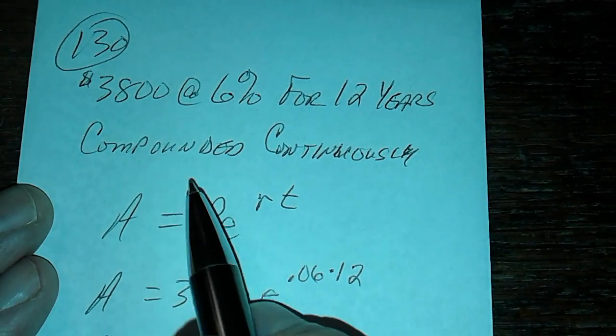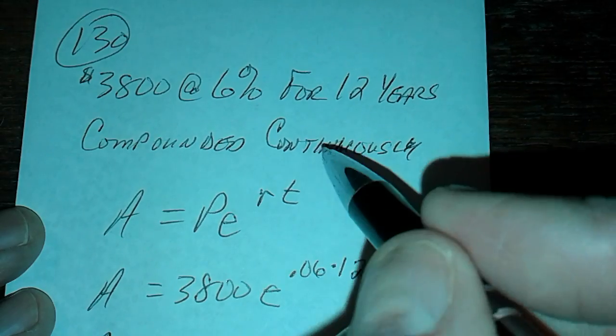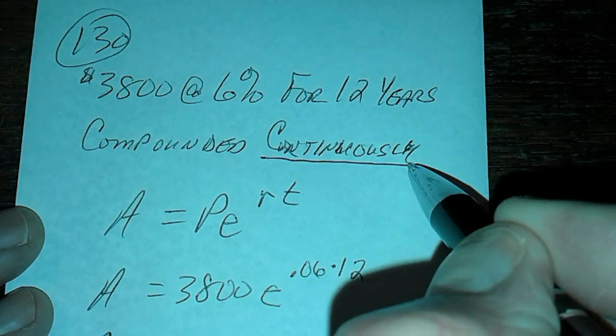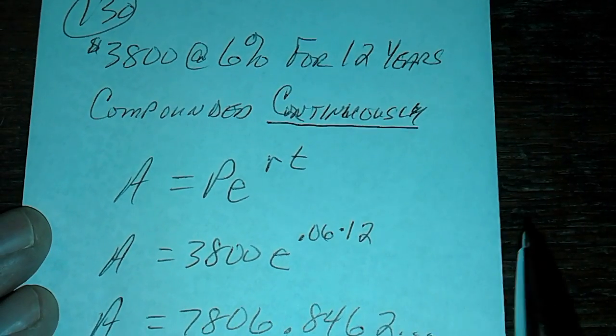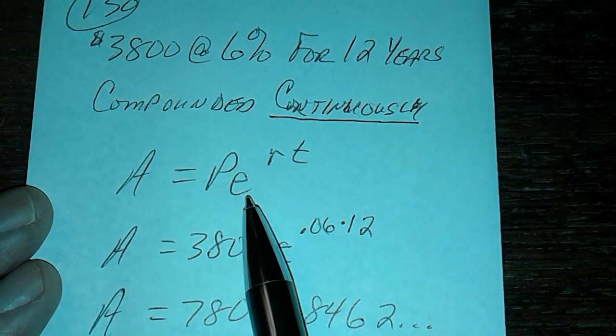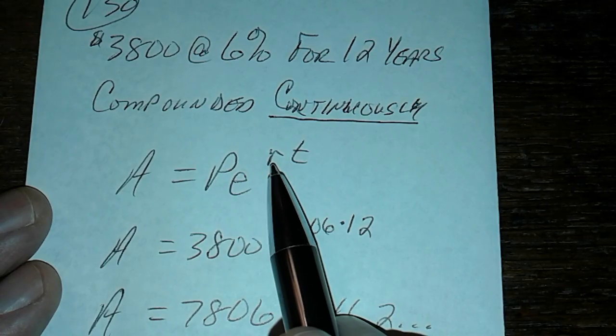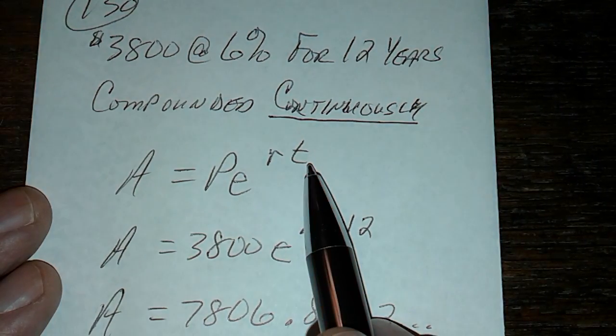And last one, 3,800, 6%, 12 years. There's the word we're looking for, compounded continuously. That means you get to use the easy formula. So the amount you end up with is the amount you start with times 2.71828 raised to the interest rate. That's 0.06 for 12 years.